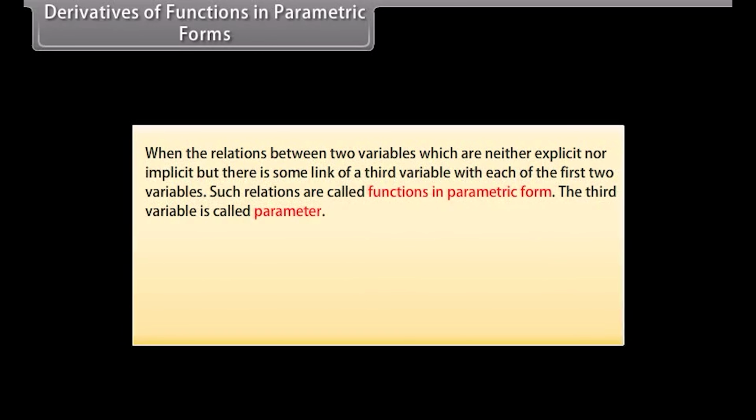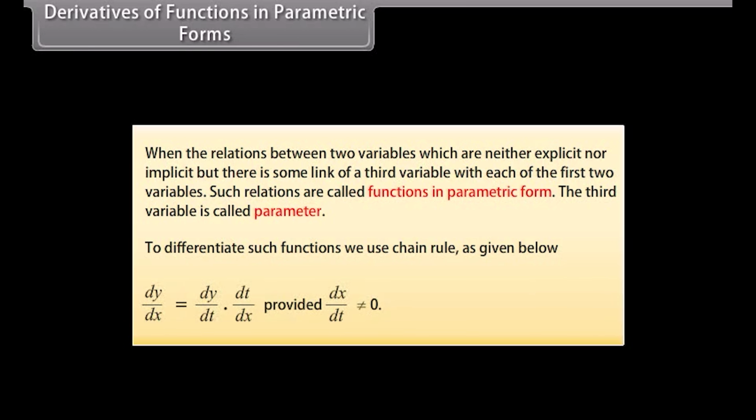Derivatives of functions in parametric forms. When the relation between two variables is neither explicit nor implicit, but there is some link of a third variable with each of the first two variables, such relations are called functions in parametric form. The third variable is called the parameter. To differentiate such functions, we use the chain rule as given below. Dy by dx is equal to dy by dt into dt by dx, provided dx by dt is not equal to 0.